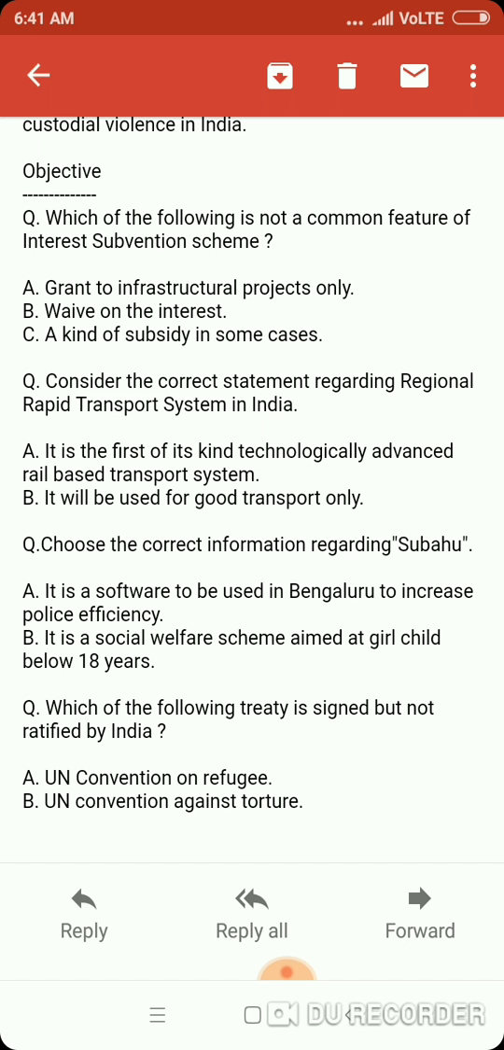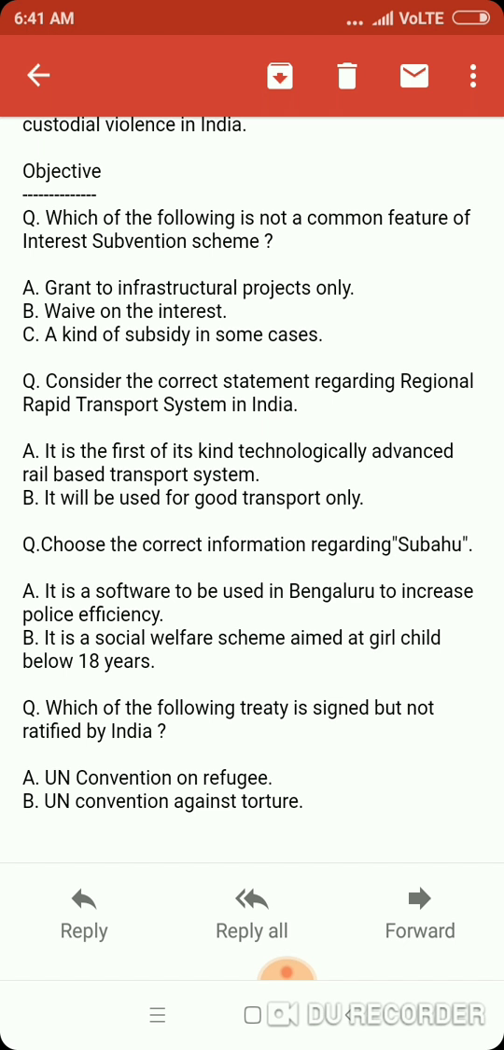For example, the government is granting aid to industrialists who will invest in research of science and technology, right? The provision is that at the time of return they will have to return half the amount of their grant. That is a kind of interest subvention scheme. The government is giving subsidy to farmers. That is also a kind of interest subvention scheme.